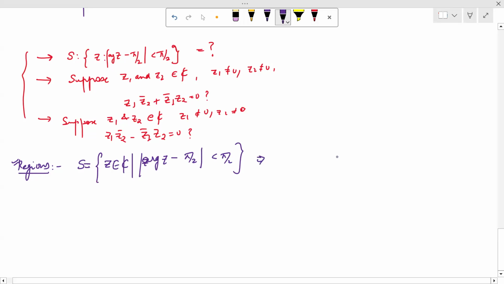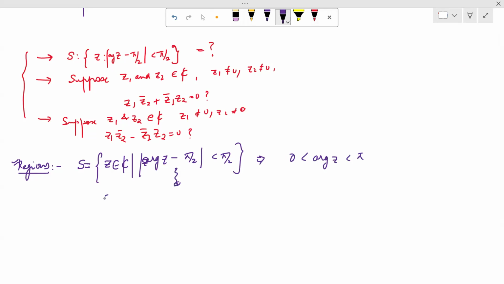It implies that argument of Z must be between 0 and pi. If you solve this equation, that is, the modulus of argument of Z minus pi by 2 being less than pi by 2, what does it imply? It implies that argument of Z minus pi by 2 is less than pi by 2 and greater than minus pi by 2. You can add pi by 2 on both sides and get that argument of Z has to be between 0 and pi.